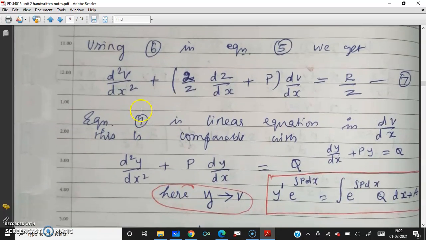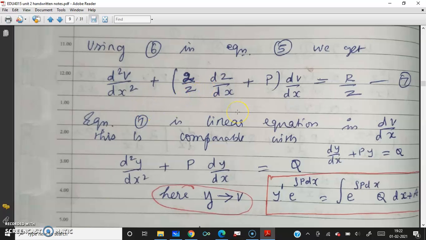The equation 7 is a linear equation. The above equation is a linear equation in dv by dx. So if you take dv by dx, this is the linear equation dy by dx plus py equal to q. We know that. If you take this equation, Lagrange's equation, dy by dx plus py equal to q, here you can take the integrating factor e to the power integral p dx. But this is an equation in y, and here it is an equation in dv by dx.